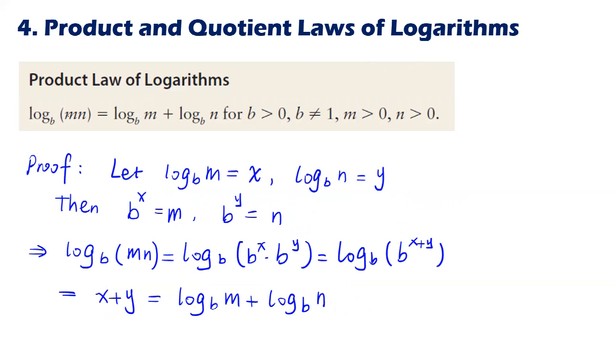Product law of logarithms states that log base b of the product of m and n equals log base b of m plus log base b of n, for b greater than 0 and b is not 1, and m is greater than 0, n is greater than 0. Okay, we can use the following method to prove this product law.